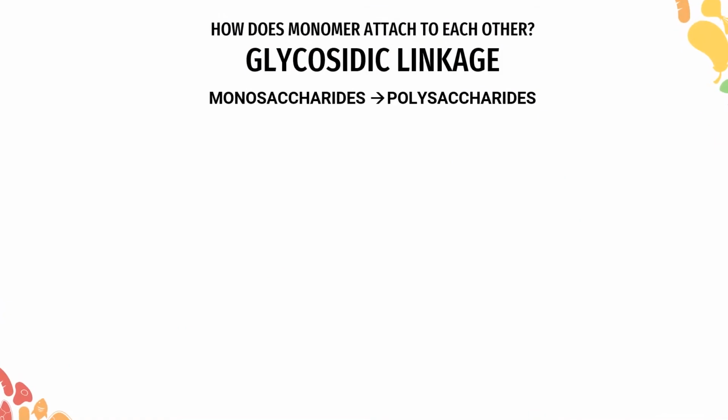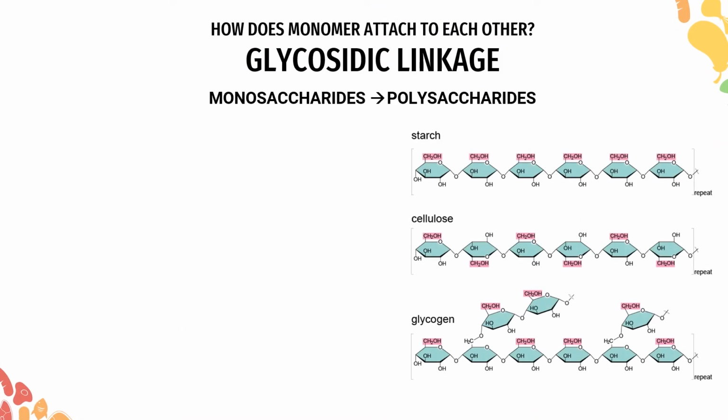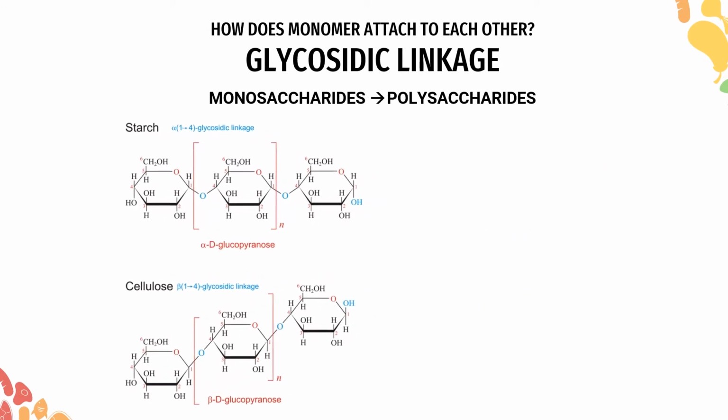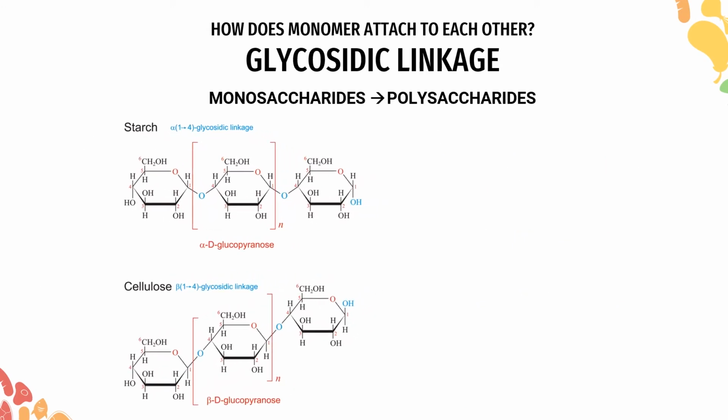Starch, cellulose, and glycogen are the 3 most important glucans. They are all homoglycans with glucose as their monomer unit. As previously mentioned, starch is an example of storage glucans, while cellulose is an example of structural glucans. Their functions are highly related to the glycosidic linkage connecting their monomers. Though they are both polymers of glucose, starch is mostly connected through alpha-1,4 glycosidic linkage, while cellulose is connected through beta-1,4 glycosidic linkage.